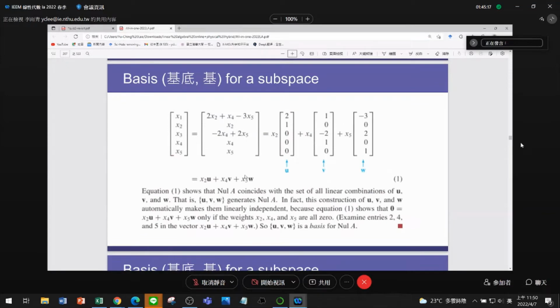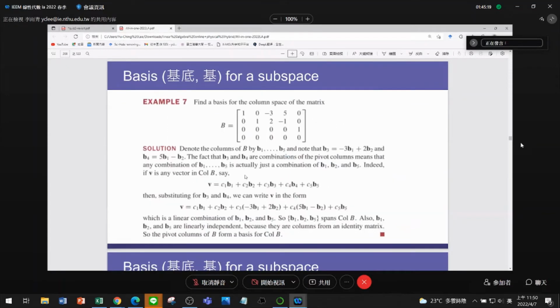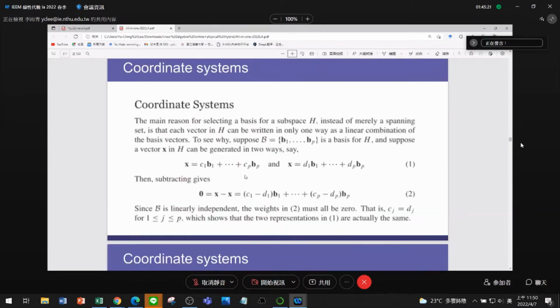And last time we were talking about the coordinate system, and it says that there's only one single way to express it. There's only one coordinate system that can be expressed using the basis vectors as the combination.